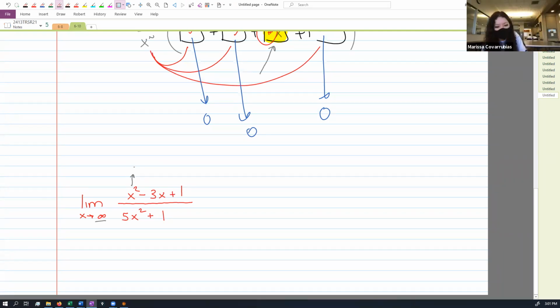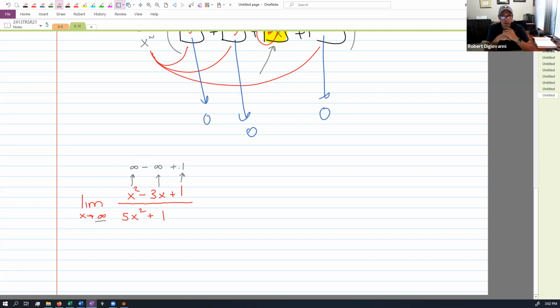All right, so Marissa, let's talk about the behavior of this thing. Let's talk about the numerator first. So Marissa, where is x squared headed if I'm letting x go to infinity? To infinity. Okay, so infinity squared is basically infinity. And then you're going to be subtracting from that 3 times infinity, which should be what? Negative infinity. So minus infinity and then plus 1, right?